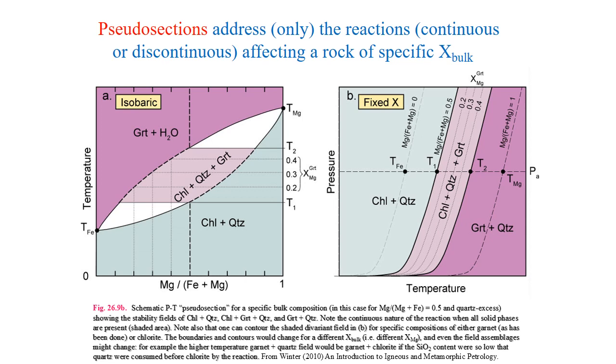Together, the isobaric, or TX, and the fixed composition, or PT diagram, constitute a rudimentary TX or PT pseudosection, which are grids designed to show the reaction for specific rock compositions. More specifically, a pseudosection allows the depiction of fields of stability of a particular mineral assemblage, rather than showing the univariant end member reactions so common in PT grids.